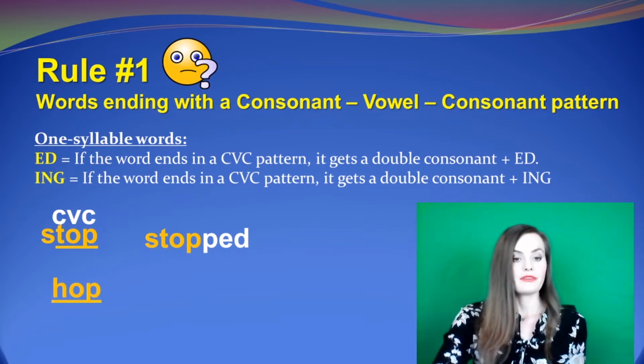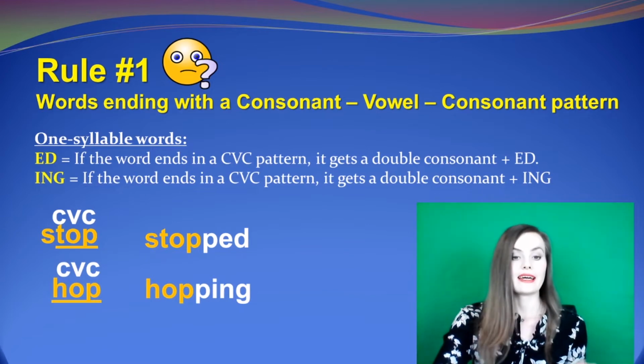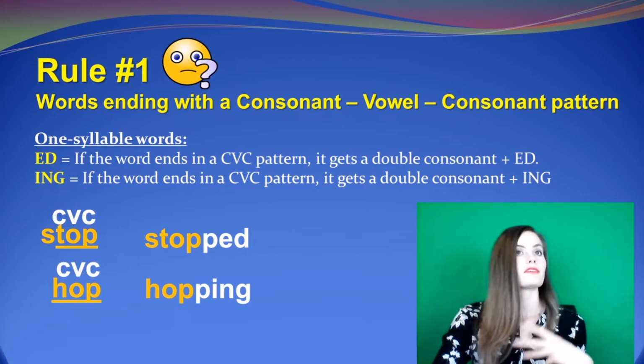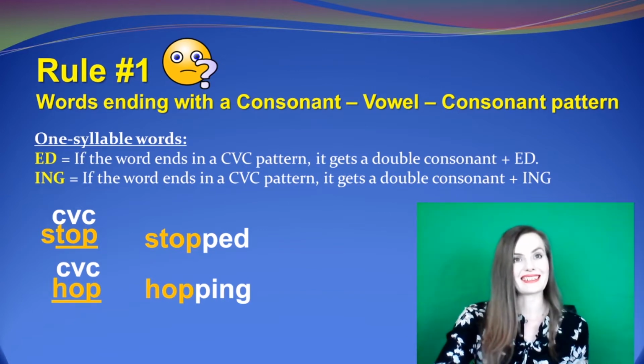But if we look at the word hop, we see exactly the same pattern, CVC. If we want to add the ending ing, again we need to double the letter P, or any other consonant if it is a different word, at the end of this word. And we get hopping. Hop, hopping. So it was this simple rule for how to add ed and ing to CVC pattern words. Okay, let's move to the next rule.